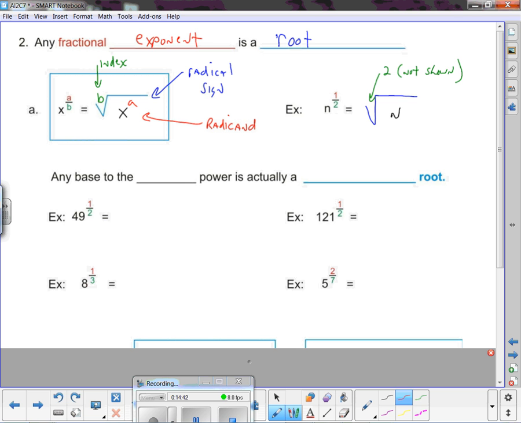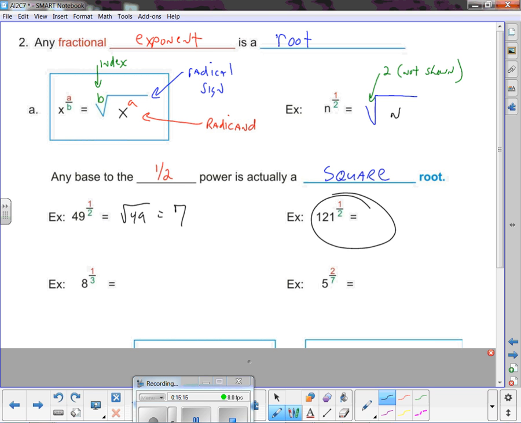So if you look right here underneath, any base to the 1/2 power is actually a square root. So let's go through and look at our examples here. Top left, 49 to the 1/2 power. Hey, square root of 49. What is that? 7.